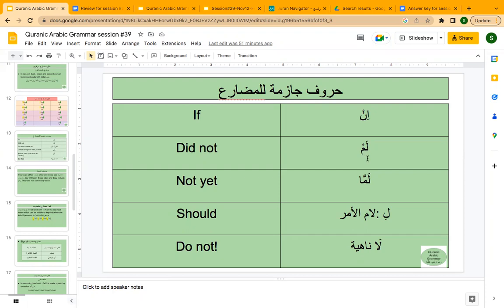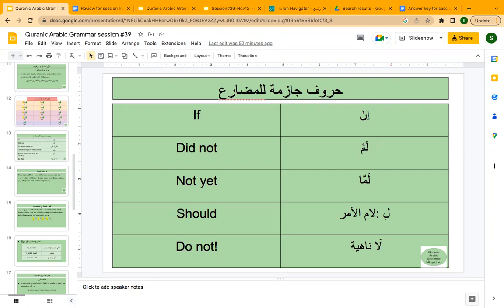Lam, when you see it with fi'lul mudare, it not only makes it majzoom, it negates it and it pushes the meaning into past tense. That is why this lam is not only called harf nafi, but is also called harf nafiin wa qalbin wa jazmin. Okay, so it makes mudare majzoom. Just like our heart changes, it is called harfu qalbin, because it changes the tense from mudare to past tense. Now, when you see it in front of your mudare, your translation is not going to be in present tense anymore.